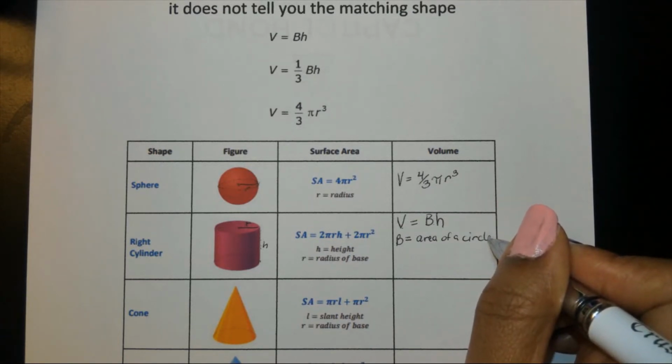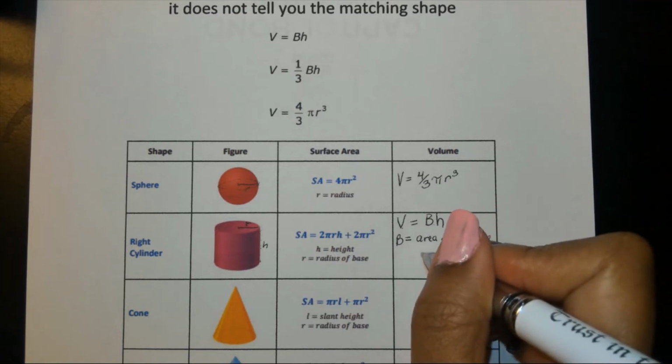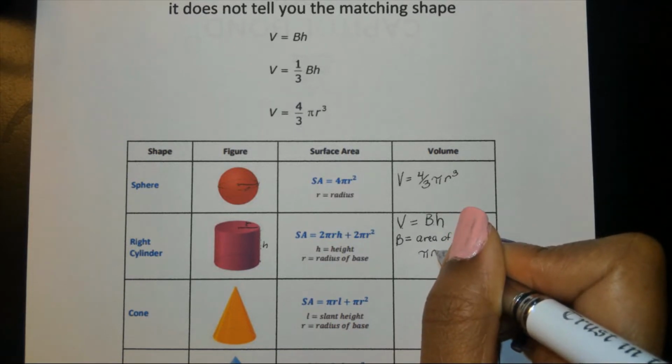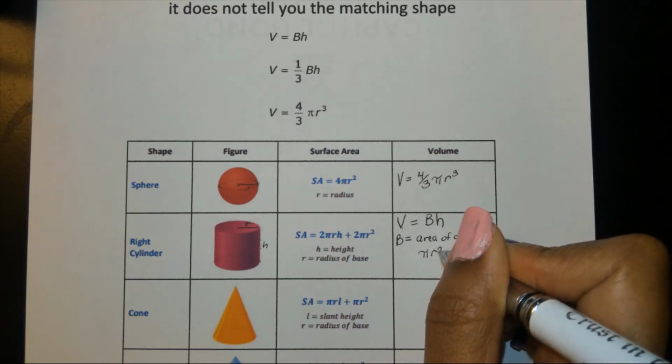Now, writing that down, we need to remember what the area of the circle is. And, of course, the area of the circle is going to be pi r squared. All right?